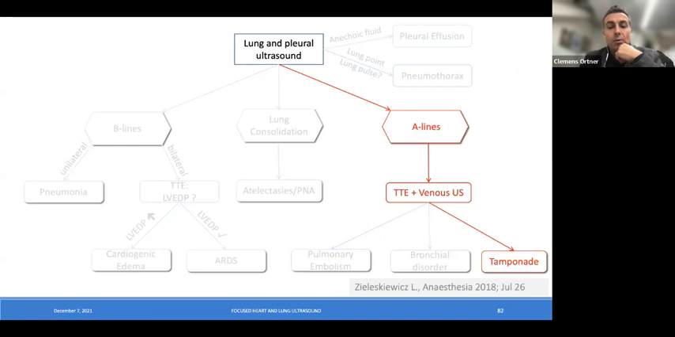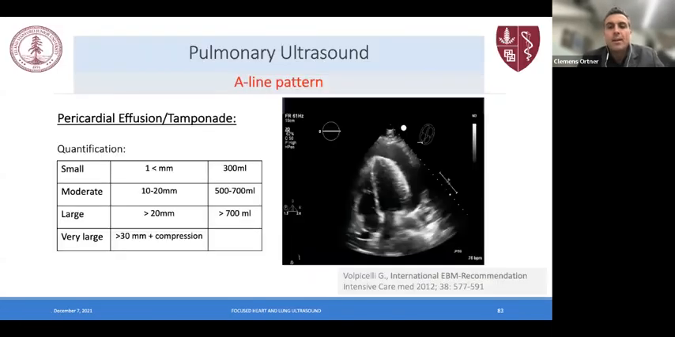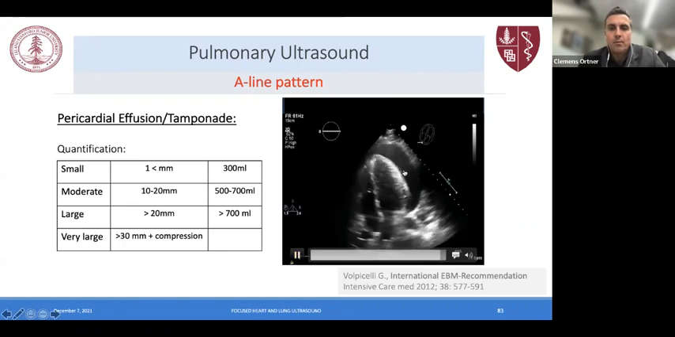Okay. So you have excluded, your venous ultrasound was negative, you did your TTE, and you found no right ventricular pressure overload. But another reason for dyspnea with an A-line pattern could be pericardial effusion or tamponade. The effusion is quite easy to identify. It's this black fluid around the heart. You can quantify it as a small, moderate, or large effusion.